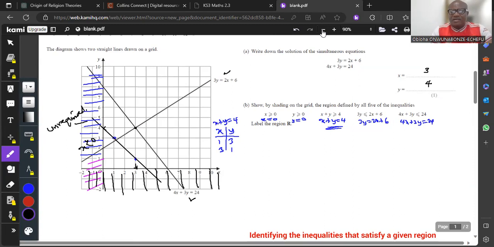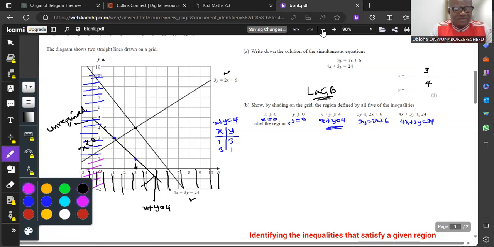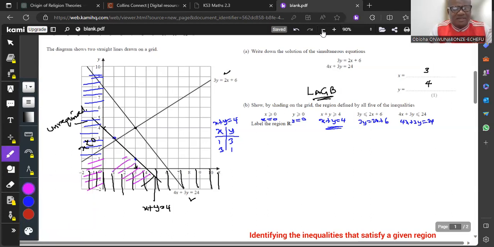Then for x plus y greater than 4, remember LAGB. By the way, LAGB is applied only when y is already positive and y is on the left-hand side. In other words, the coefficient of y needs to be positive and y itself needs to be on the left-hand side for you to use this LAGB. Because it says greater than, and this is the line x plus y equal to 4, I'm going to shade below the line. So I'm shading here. Let me use a different color.